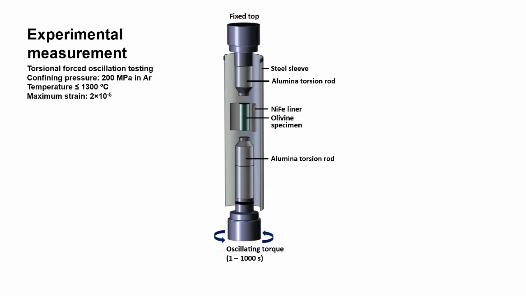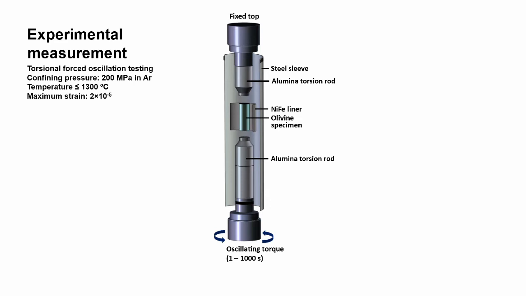As I mentioned before, to simulate seismic wave propagation in the lab, forced oscillation testing has been performed on polycrystalline olivine. The olivine sample was wrapped by a nickel-70 iron-30 liner to control oxygen fugacity, sandwiched by alumina torsion rods, and jacketed by a steel sleeve.